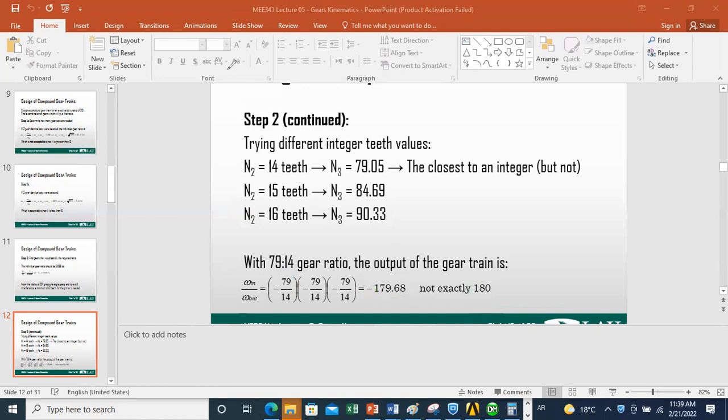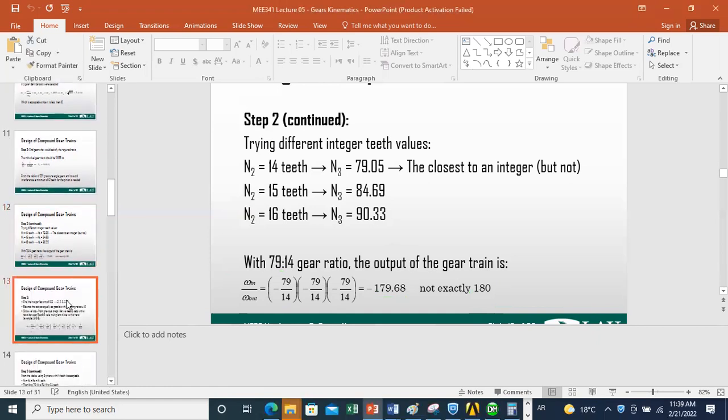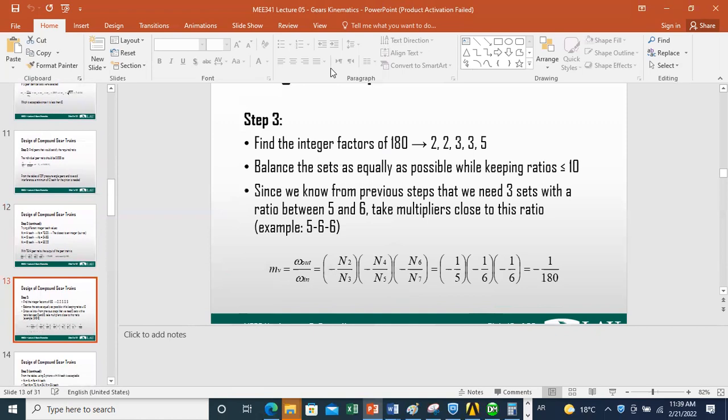And to select these sets, I need to do a decomposition of 180. So 180 can be written as 2 times 2 times 3 times 3 times 5. Okay, when I do this decomposition and I need to select 3 sets, as we said, I try to have 3 sets of close ratios. So the ratios should not be too far apart, of course. For example, I have several possibilities here. I select the one that will give me gear ratios that are close to each other for the 3 sets.